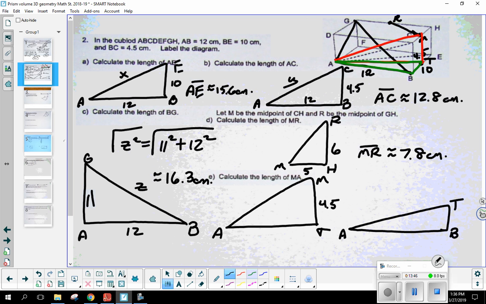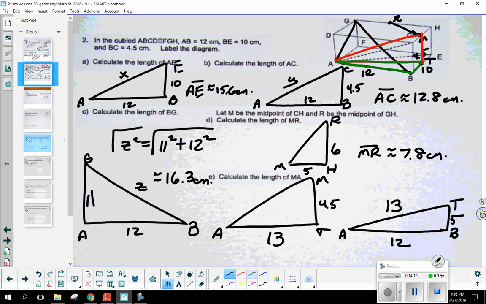Now, we already know that AB is 12. We know that TB is what? 5, because it's going to be the midpoint of BE. So this one's 5 right here. And this one actually works out nicely because this is a triple, so we don't have to use the Pythagorean theorem unless anybody wants me to. It's a 5, 12, 13. There we go. So now I can come back over here and say, okay, AT is 13.